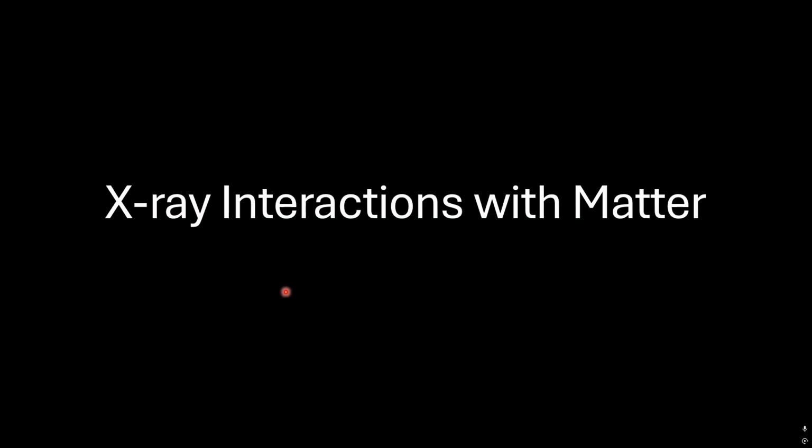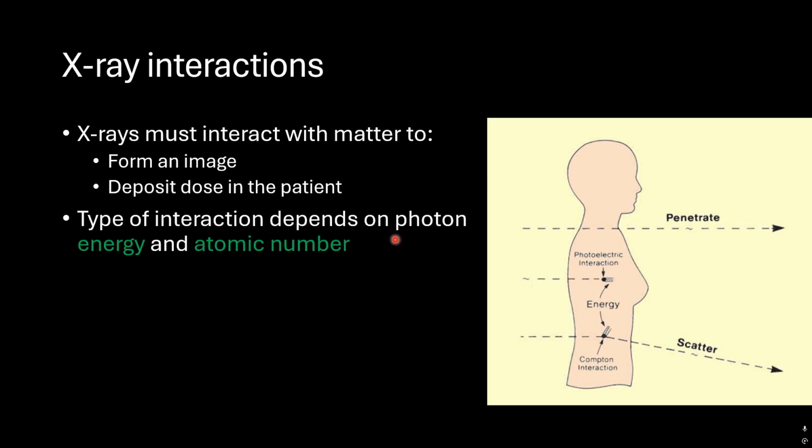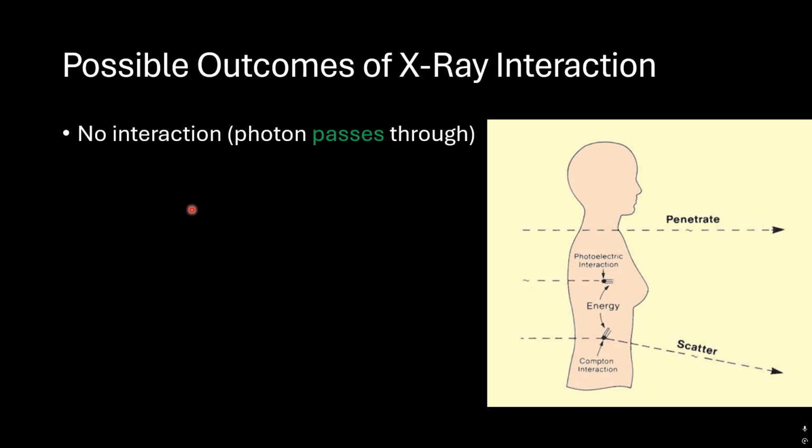Now we'll be talking about X-ray interactions with matter. The X-rays must interact with matter to form an image or deposit dose in the patient. So we can use it to form an image, or we deposit dose in the case of treatment. The type of interaction depends on photon energy and atomic number. These two will control the type of interaction. So what types of interaction do we have when we produce X-rays and hit the patient?